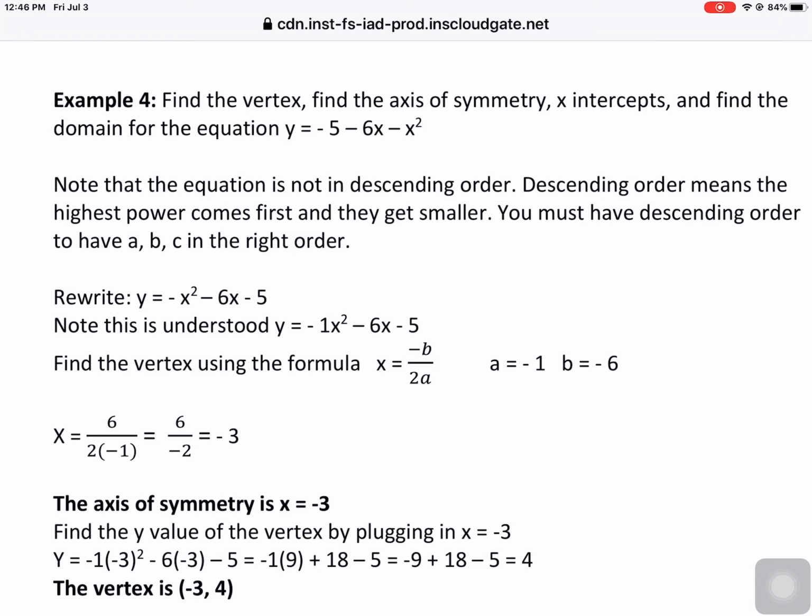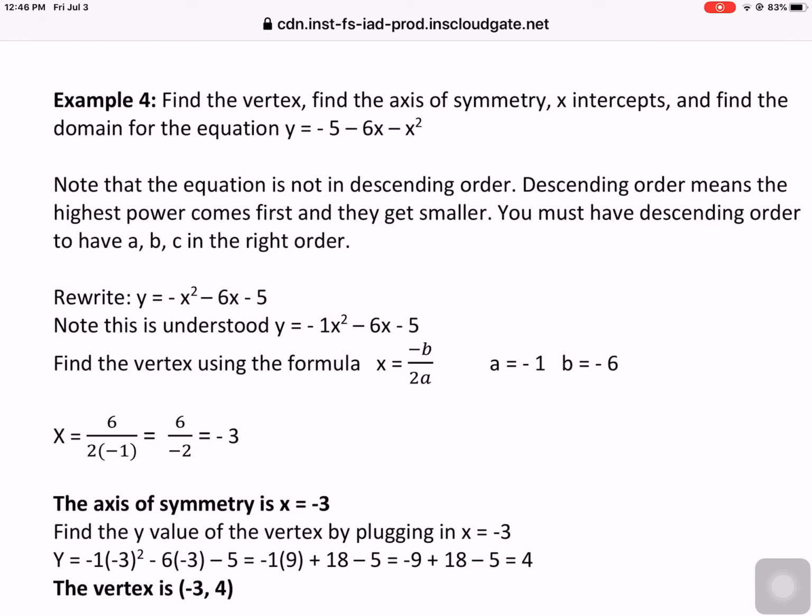Note that this is understood. Y equals minus 1x squared minus 6x minus 5. Find the vertex using the formula. X equals negative b over 2a. A equals negative 1, b equals negative 6. So x equals 6 divided by 2 times negative 1 equals 6 divided by negative 2 equals negative 3. So the axis of symmetry is x equals negative 3.